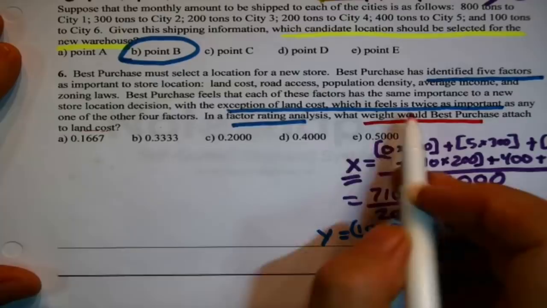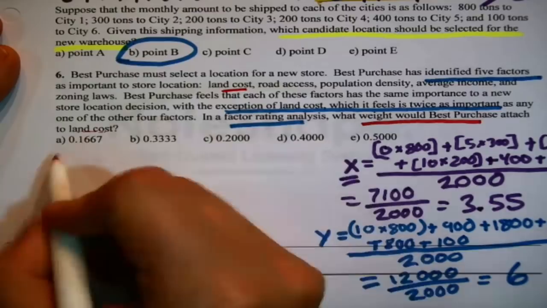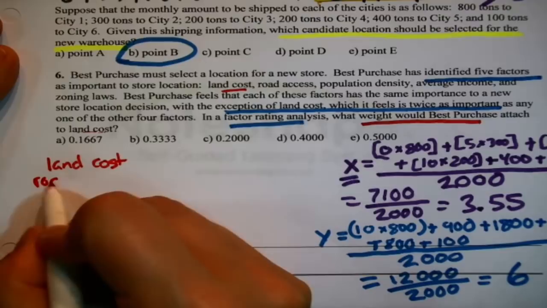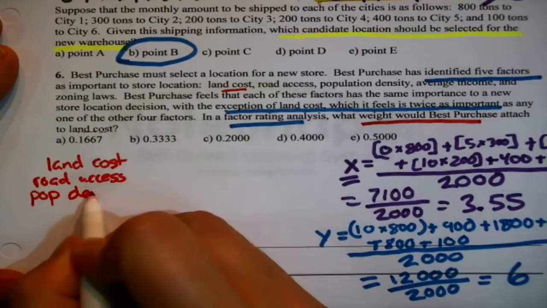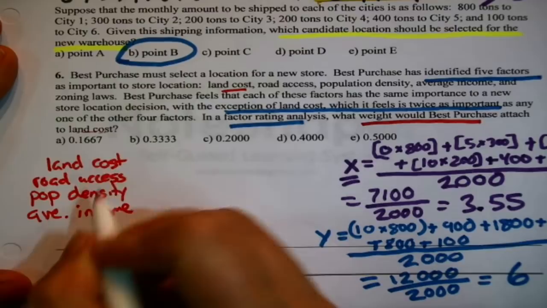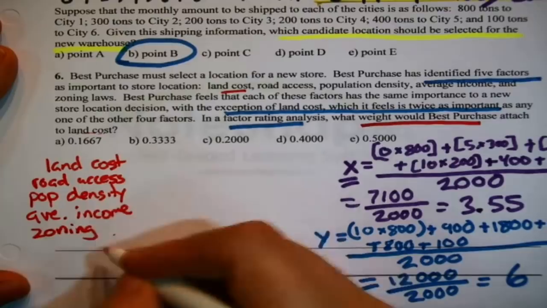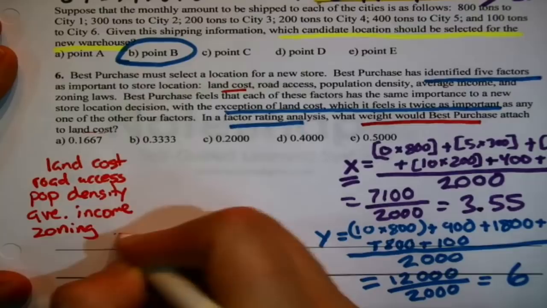Now, they're asking for us to propose the weight for land cost. The best way to do this again is to stop dealing with this paragraph and make our own table. Because what are the 5 factors? Land cost? I'm just recopying. Road access? Population density, average income, and zoning laws. Okay, these are the five. Now I'll go ahead and write it.